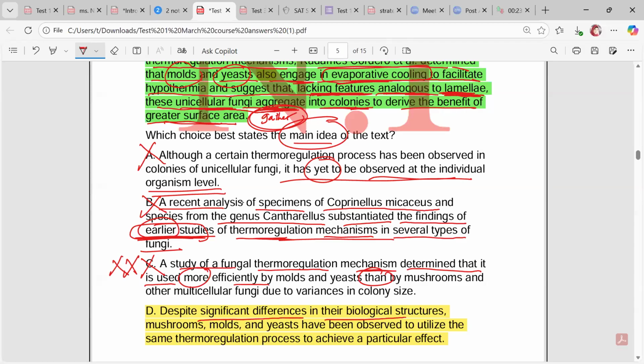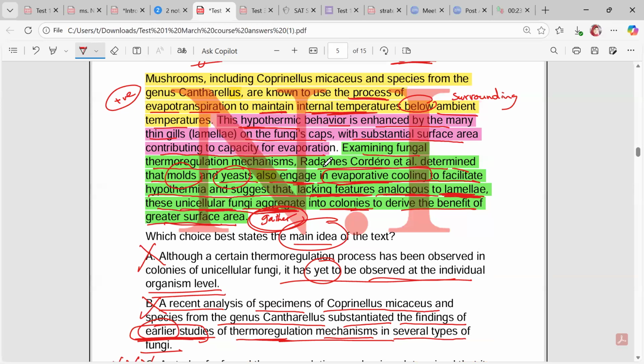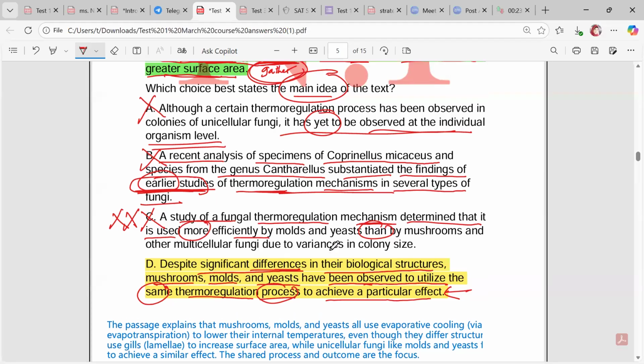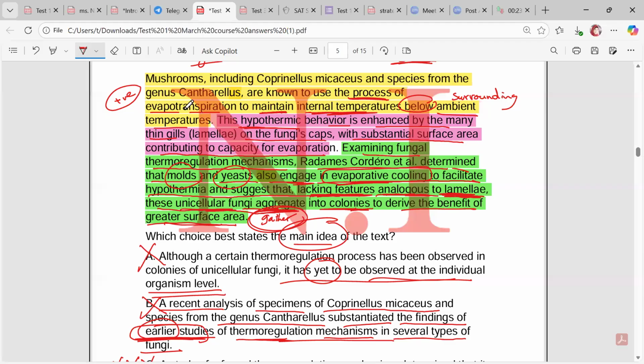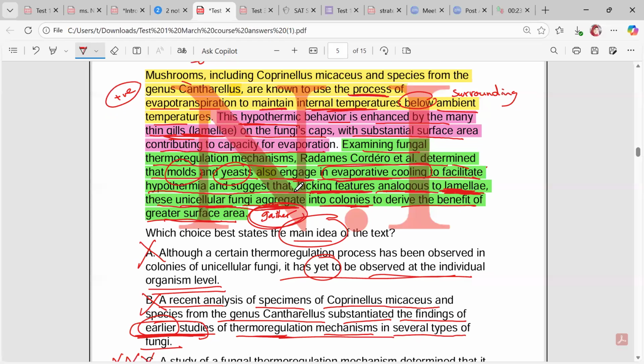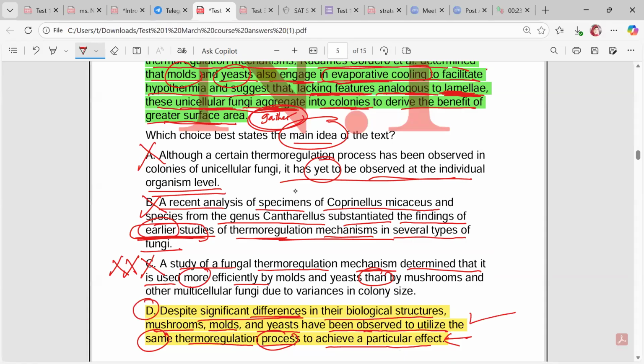Despite significant differences in their biological structure, mushrooms, molds, and yeasts have been observed to utilize the same thermoregulation process to achieve a particular effect اللي هي lowering their temperature. ايه هي ال same process اللي هي ال evaporation، evapotranspiration. وايه هي despite their significant differences in the structures ان هما they lack الجلز دي اللاميلا دي، فدي they are different, يعني mushrooms have these gills while these are lacking these features، بس they are observed to use the same process. يبقى yes, this one has to do with the general part اللي هي ال beginning وال end.